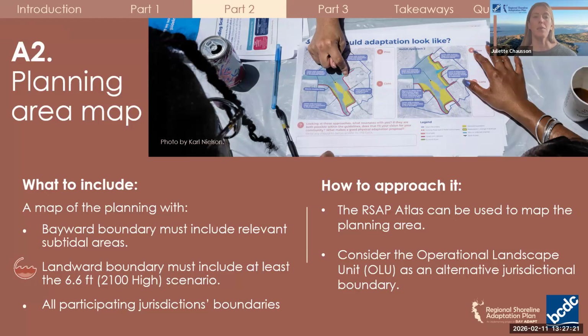The RSAP Atlas is a publicly available online mapping tool that can help you map your planning area and visualize these boundaries. And when developing your map, you may also consider the Operational Landscape Unit, or OLU, that your jurisdiction falls in and how your planning area aligns with its boundaries. Like we mentioned in A1, risk analysis and adaptation strategies may benefit from being addressed at an ecologically meaningful scale rather than political boundaries, and an OLU is just the way of doing that.